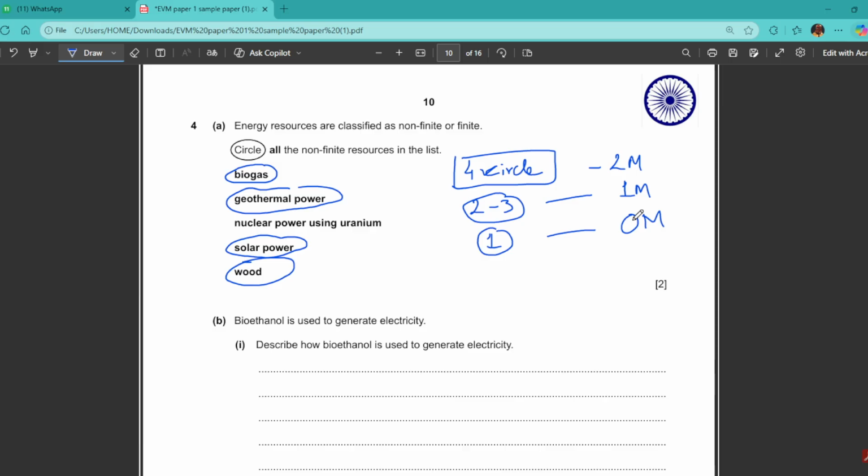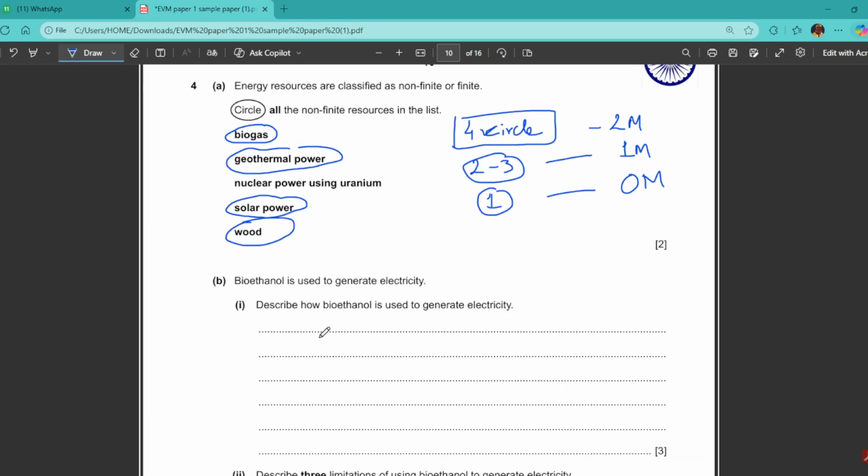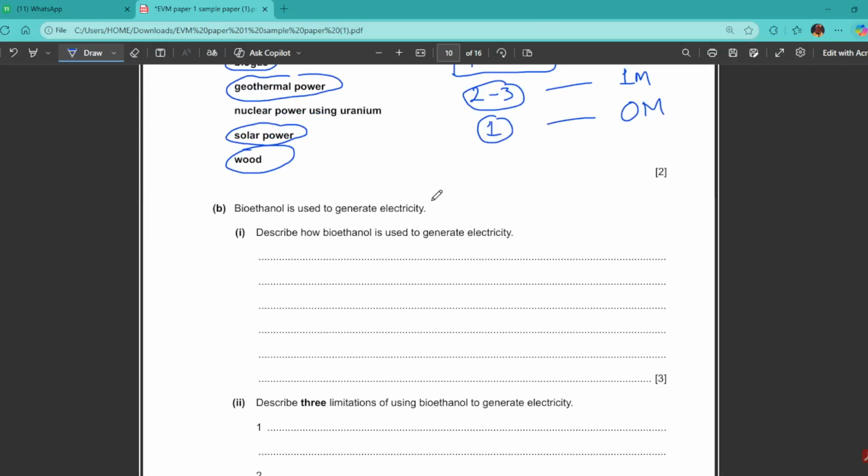Next one, bioethanol is used to generate electricity. Describe how bioethanol is used to generate electricity. Now, this is similar to how electricity is produced from the steam, or how electricity can be produced from the water. So all these things are the same. You should remember that bioethanol undergoes combustion. Now once we write this combustion word, you should automatically get that combustion means burning, and what the burning can be helpful in.